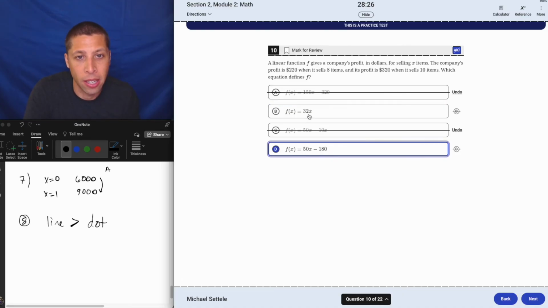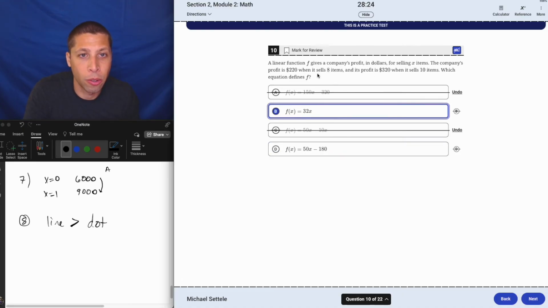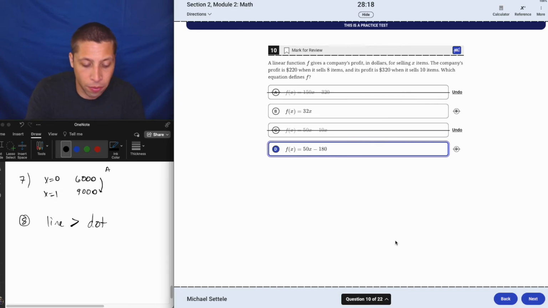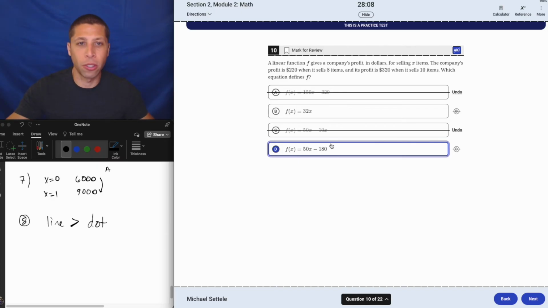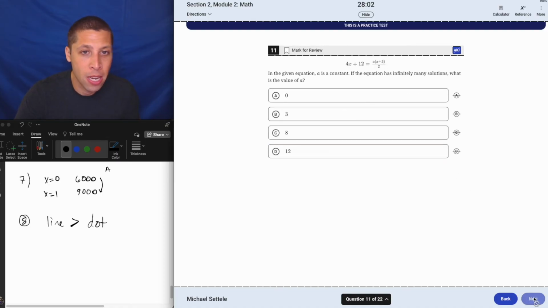That's not surprising. Now just go to the other point: 220 when it sells 8 items. So 32 times 8 is 256. That doesn't work. 50 times 8 is 400, minus 180 is 220. So there's no slope, there's no logic to this other than plug points into equations. Anytime you see equations in the choices, you should think, it'd be great if I had points to plug in, and look for them. They're probably somewhere in the story.